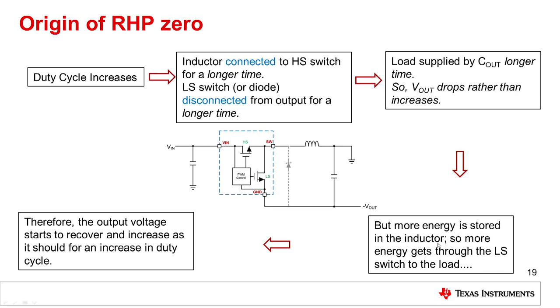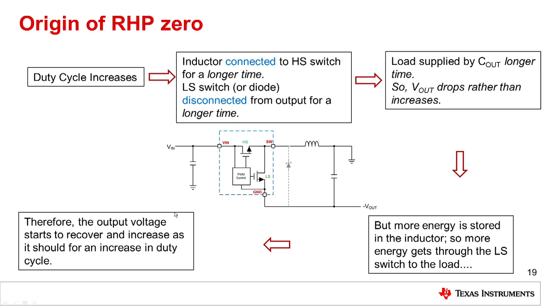But on the other hand, since we are turning on the high side switch for a slightly longer time during the cycle, it means we're storing more energy in the inductor, even though less of it gets through to the load because the low side switch is not on as long as it was. So therefore, eventually, since we are storing more energy into the inductor, the output voltage will recover and start to increase as it should, or as we would have expected if this had been a buck regulator.